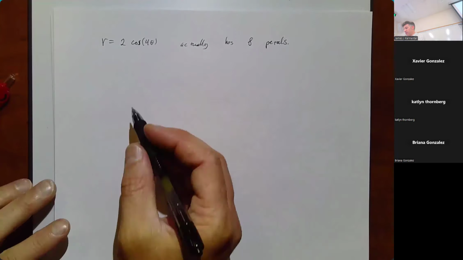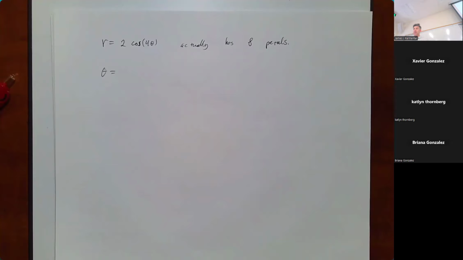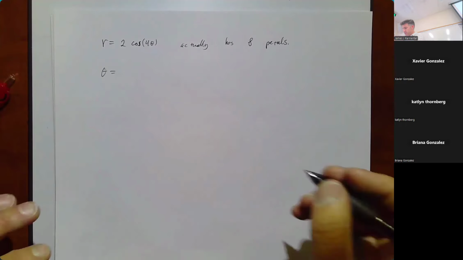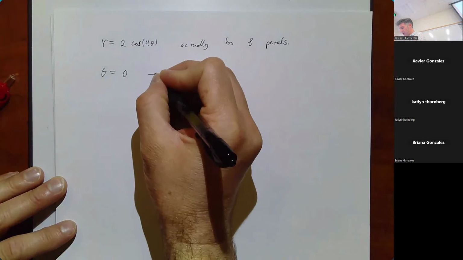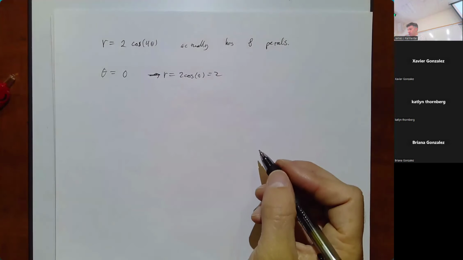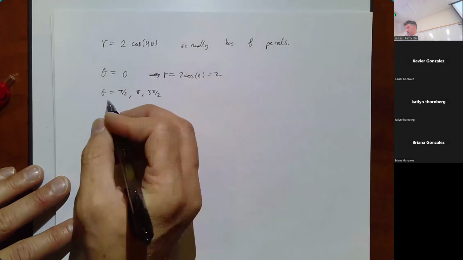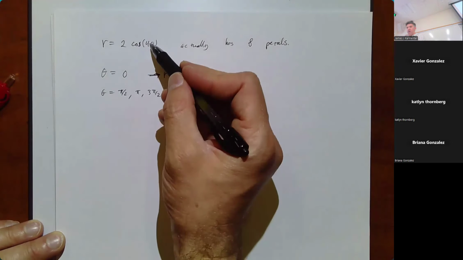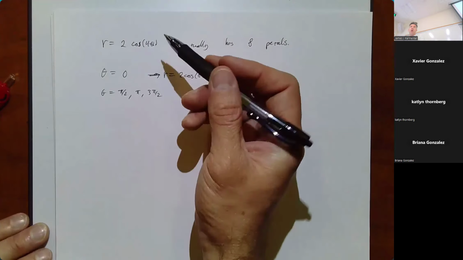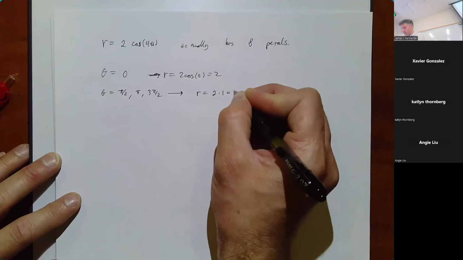What I mean by that is, for cosine of 4 theta, if you let theta equal an angle that points in the direction of one of the four axes, 0, pi over 2, pi, 3 pi over 2, you will get something that extends to the end of that petal. So if theta equals 0, you're going to get r equal to 2 times cosine of 0, which is 2. The same is true if you let theta equal pi over 2, pi, or 3 pi over 2. No matter which of those angles you plug in, you're going to get cosine of 2 pi, or cosine of 4 pi, or cosine of 6 pi, which are all equal to 1. So all of these angles result in r equal to 2 times 1, which is 2.